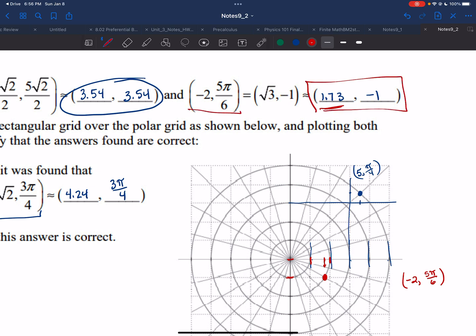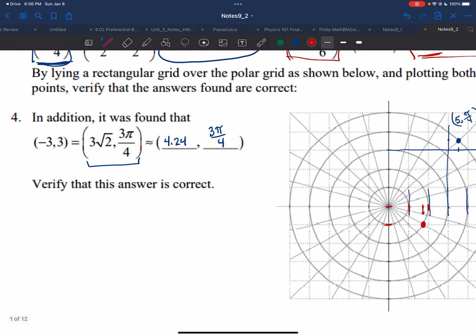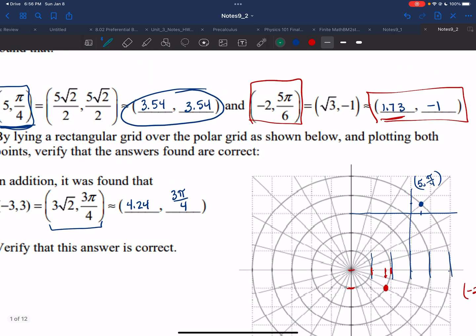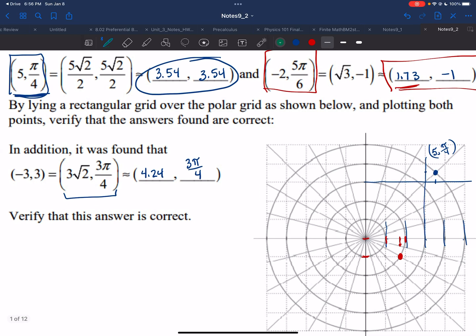for sure matches all of my polar stuff. Okay, so the rectangular piece matches all of my polar stuff. Okay, and it just says verify that the answer is correct. So far so good. Last one is going to be green. That one we had our rectangular, and then we were moving over to polar.